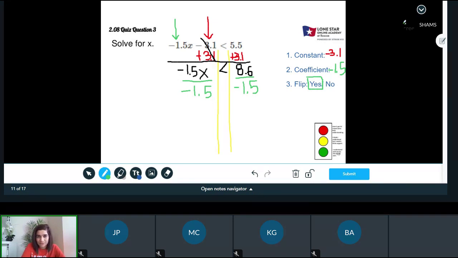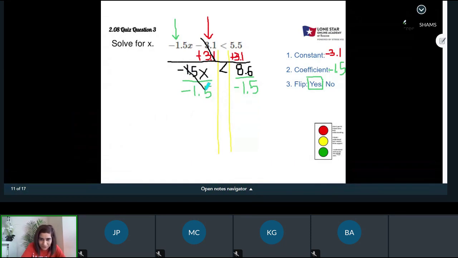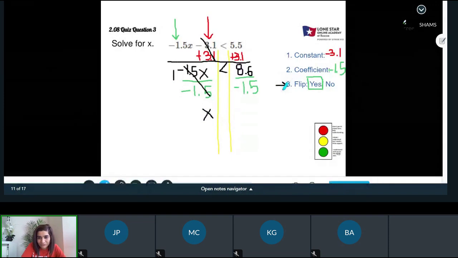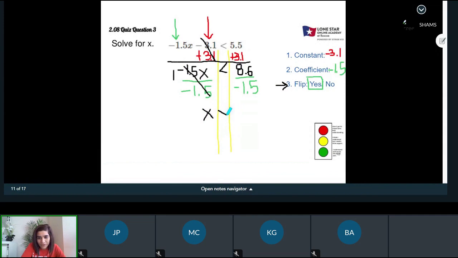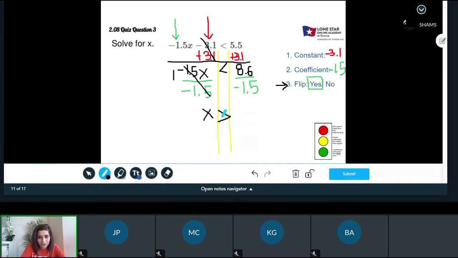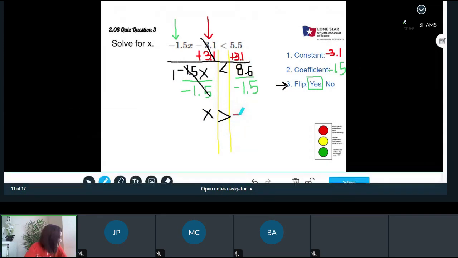Once you divide both sides by negative 1.5, negative 1.5 divided by negative 1.5 is 1. Then you get 1x, or I can say x. Because my coefficient is negative 1.5, I flip the symbol. It is right now less than. It will become greater than. And 8.6 divided by a negative number will give you a negative answer.